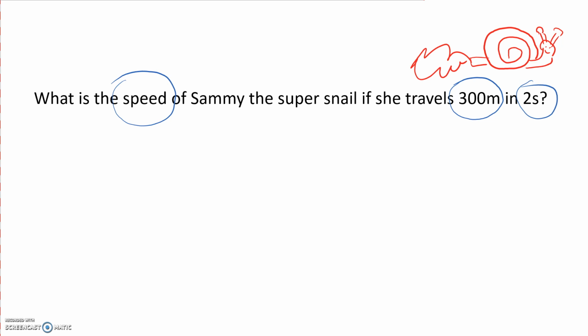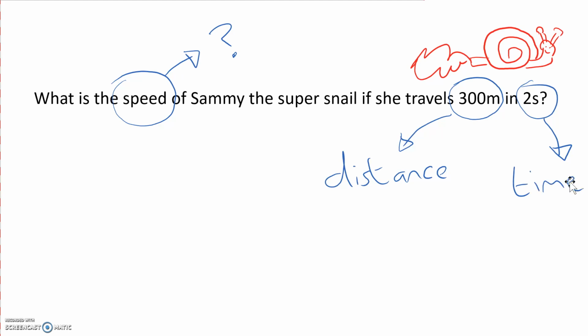So I then need to think, okay, the speed is the thing it's asking me about. I don't know the speed. I want to work out the speed. It says, what is the speed? But I do know 300 meters. So I now need to think, what is that 300 meters? What do meters measure? Well, 300 meters sounds like it's telling me a distance, because I know that meters measure distance. What about this 2s? Well, the 2s must mean seconds, 2 seconds. So seconds sounds like a time.